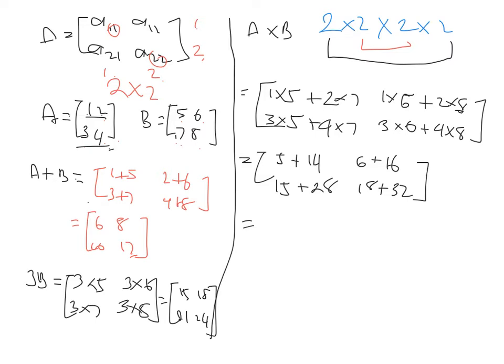So now from there, we'll end up with 19, 22, 43, and 50. And as promised, we've got 2 rows and 2 columns, so our answer is 2 rows by 2 columns. So there we have identifying a matrix, labeling a matrix, matrix addition, scalar multiplication, and matrix multiplication as well.